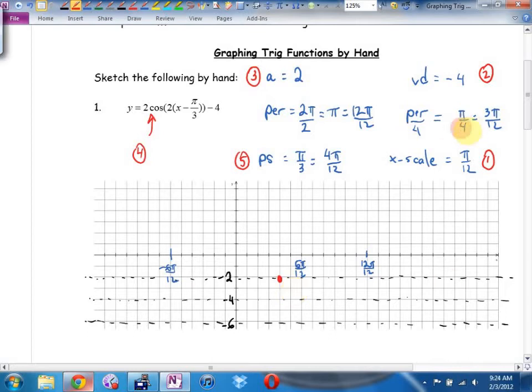1, 2, 3 squares, bottom. 1, 2, 3 squares, middle. 1, 2, 3 squares, top. 1, 2, 3, middle. 1, 2, 3, bottom. Oh, and I can go backwards if you want me to. Middle. 1, 2, 3, bottom. 1, 2, 3, middle. 1, 2, 3, top. 1, 2, 3, bottom.